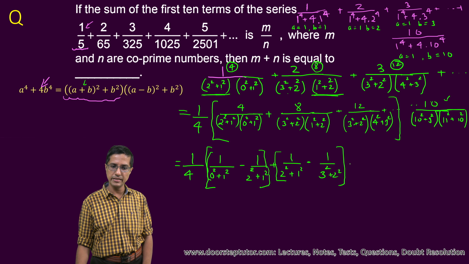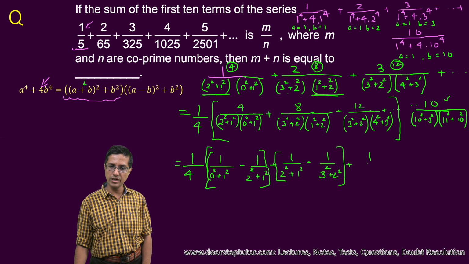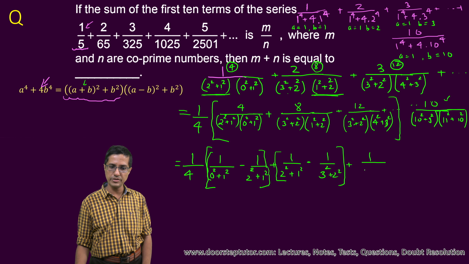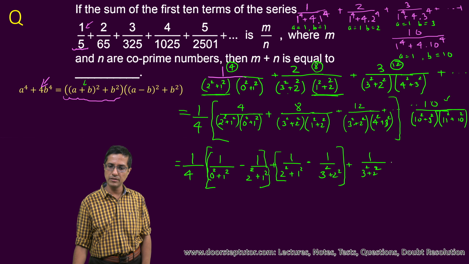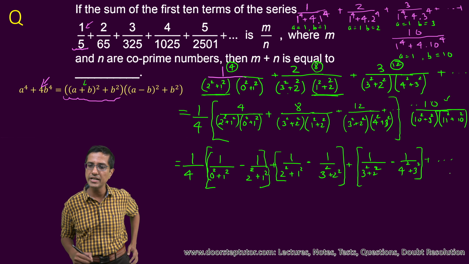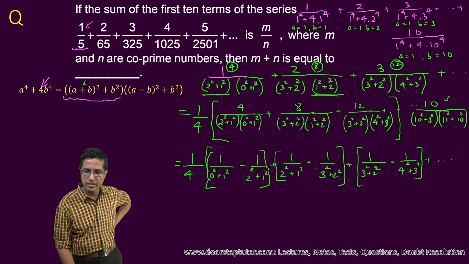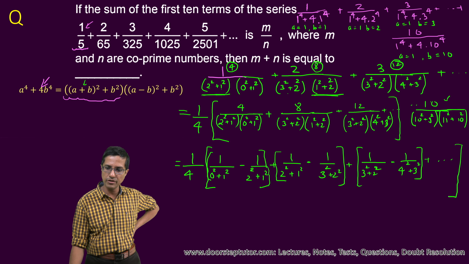And the next term will be 1 upon, we'll write the bigger one first. That is the most important thing. This is 3. So this becomes 3 square plus 2 square minus 1 upon 4 square plus 3 square. Plus there will be more terms here. I'm not writing the last term yet because I don't really have to. You will just see in a second. And then we will have the closing of the larger bracket.